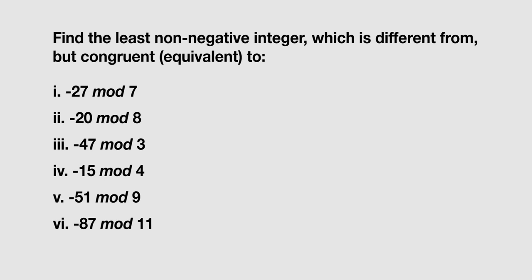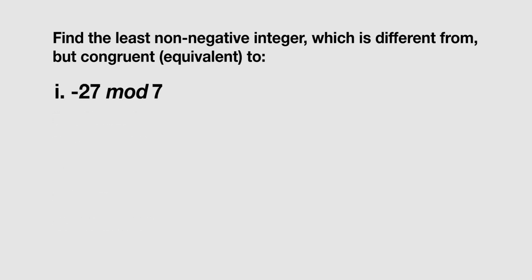We are going to take them one at a time. By the time we finish, you'll be so sure of how to change these negative numbers. So let's go. First, we have negative 27 mod 7.